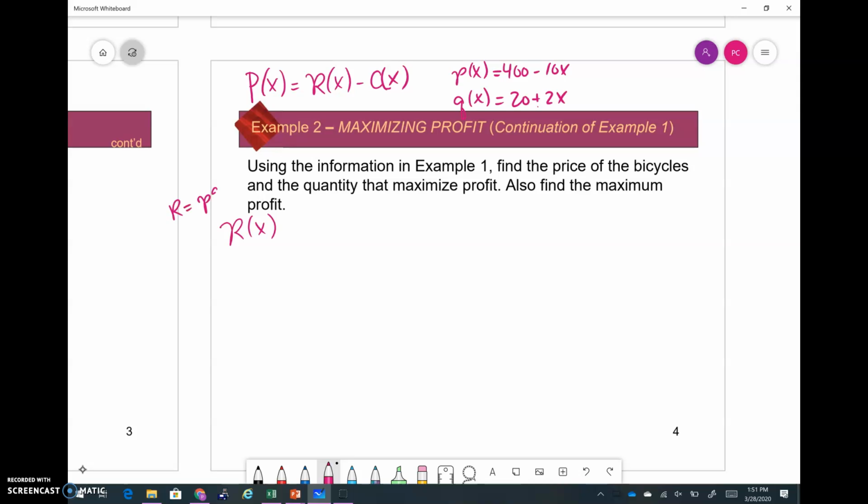Recall that revenue is price times quantity. So R equals PQ. Our price is 400 minus 10x, and our quantity is 20 plus 2x. We can multiply that all together, and we end up with 8,000 plus 600x minus 20x squared.